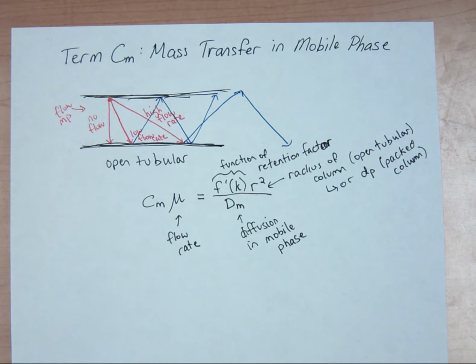All right, so some of our main takeaway points here. Mass transfer in the mobile phase is all about getting that analyte to move through the mobile phase from stationary phase to stationary phase as quickly as possible, because the flow rate is going to be pushing it along, giving it fewer opportunities for stationary phase interaction, which ultimately leads to good separation. So here are the areas that affect it. We have the retention factor, so the affinity of the analyte for the mobile phase plays a role. We also know that the radius of the column or the particle diameter, depending on if you've got an open tubular column or a packed column, is going to play a role, as well as the diffusion in the mobile phase.